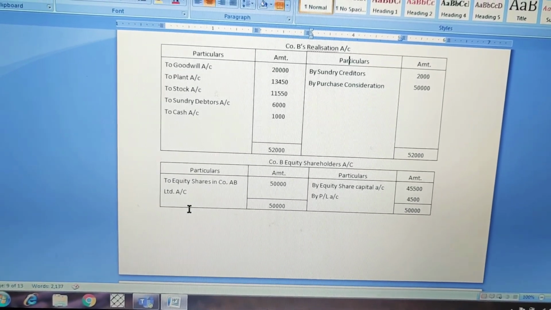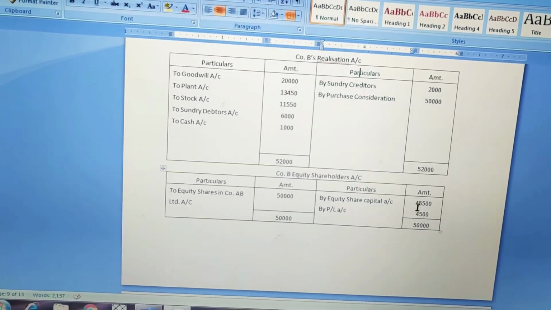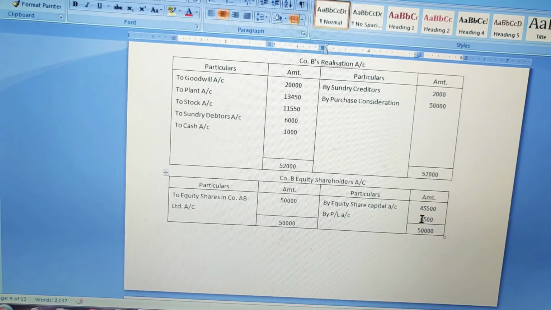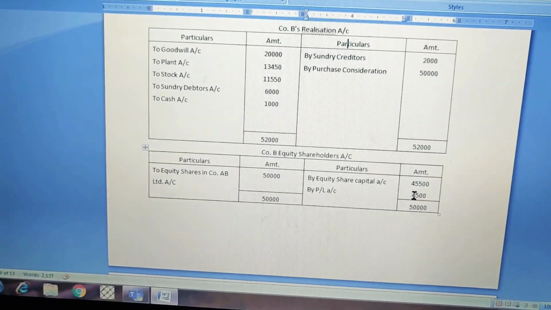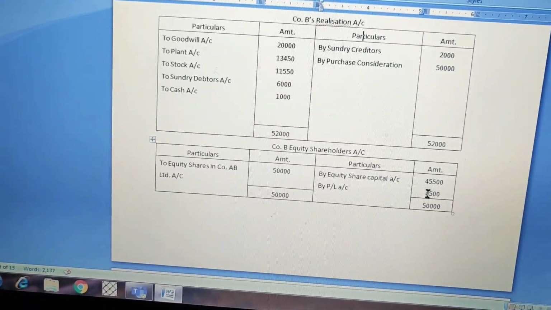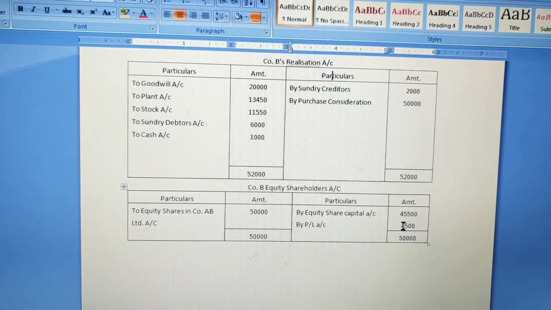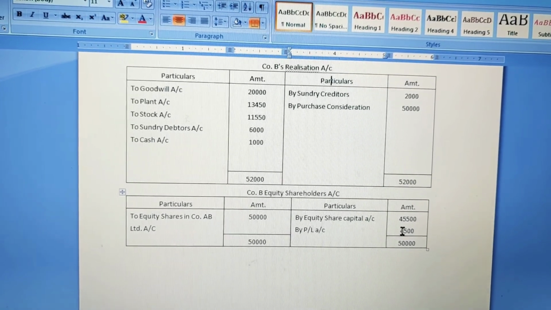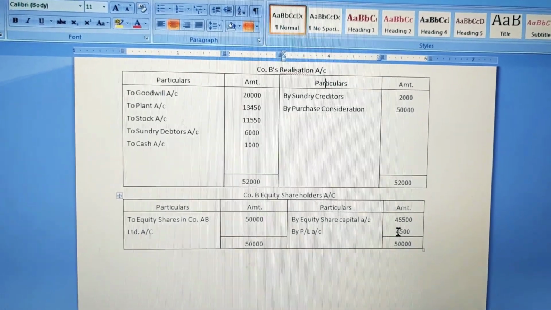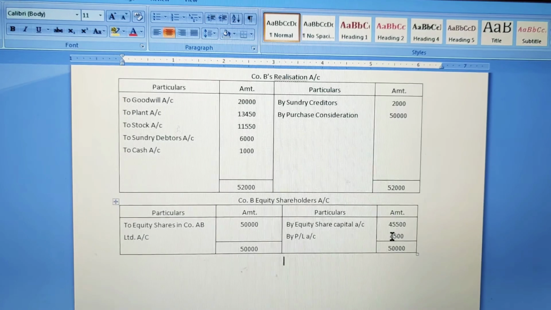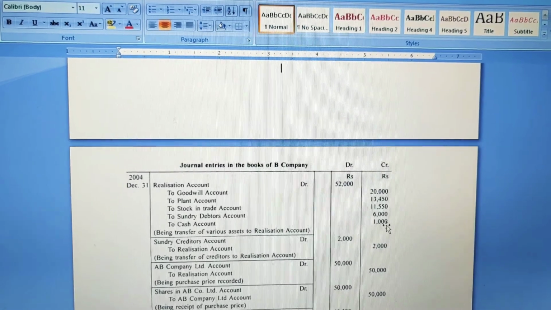Okay, so here as we can see, the purchase consideration of 50,000 will occur. Here P&L account is just in their balance sheet and there are no reserves and surplus. So we'll just credit P&L account in their shareholders account, and 50,000 worth of equity shares of AB Company Limited will be given to company B shareholders. Clear? Okay, so company B equity shareholders will get 50,000 worth of equity shares from company AB Limited, and then same as we did in company A's account, we will pass the journal entries in the books of B Company Limited.